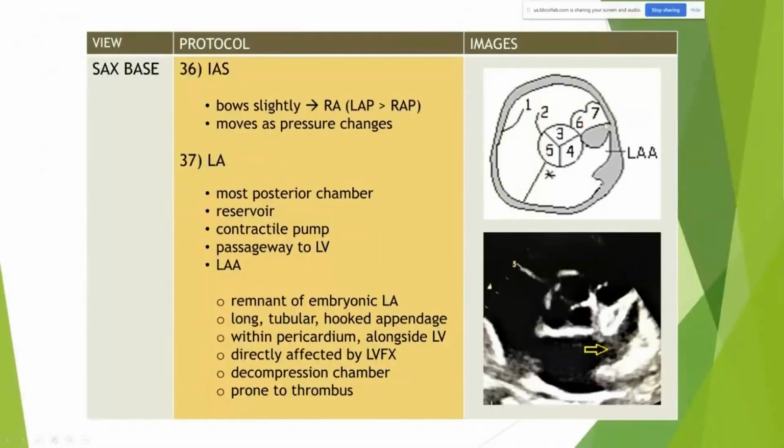Now, this left atrial appendage, not only is it most likely where we're going to get a blood clot or any type of thrombus, it also acts as a decompression chamber, which is awesome because if the pressure starts to rise here because of severe MR or mitral regurgitation, this accepts some of that blood to hold it in there to reduce pressure in here.